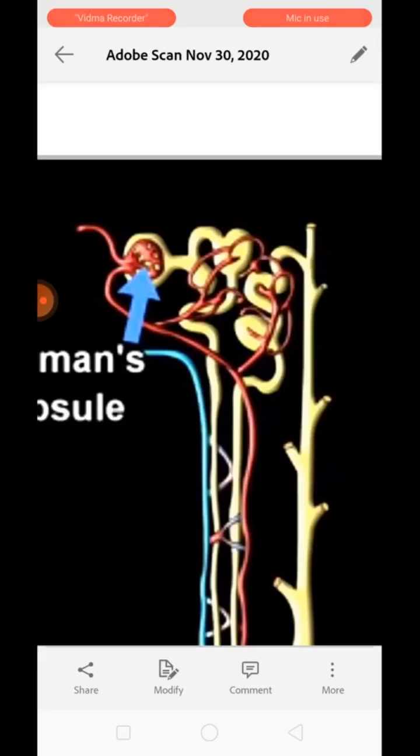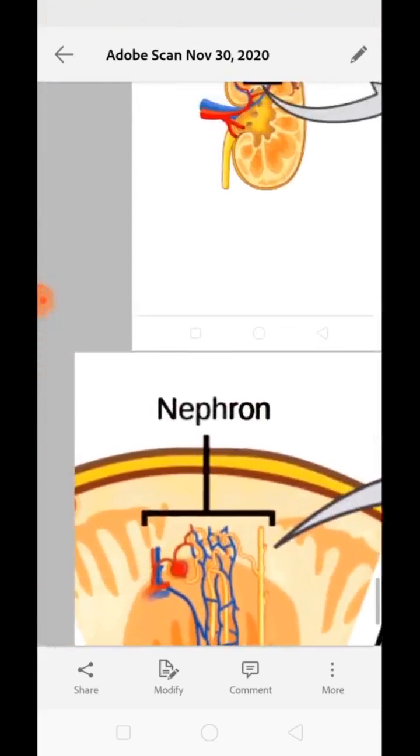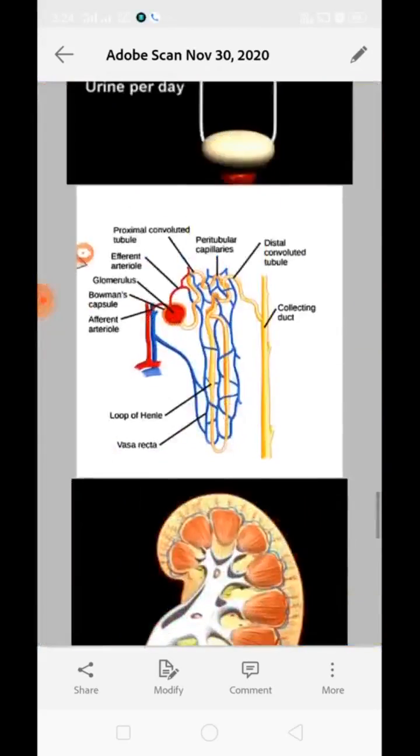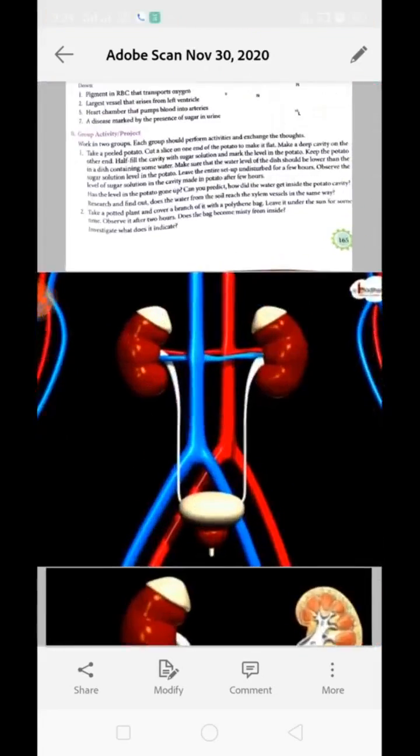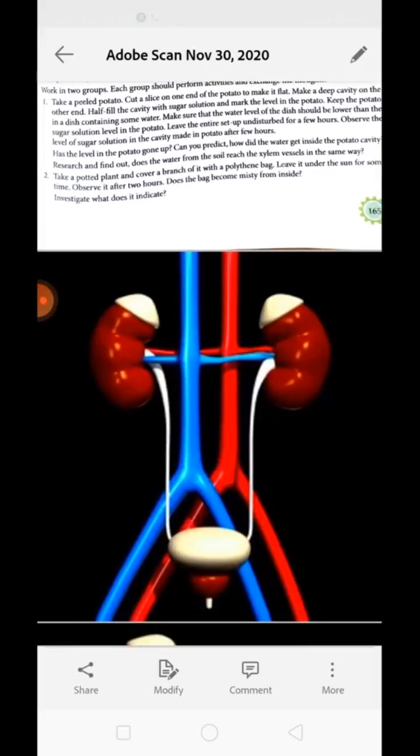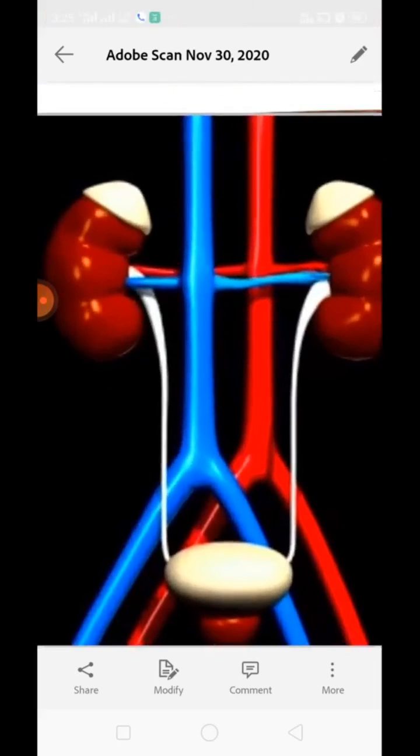Actually, what happens in the kidney? The renal artery brings blood to the kidney and the renal veins take it away. See over here? Each kidney is provided with a red and a blue blood vessel, and both are connected with the kidney. The red one is called the renal artery, whereas the blue one is called the renal vein.